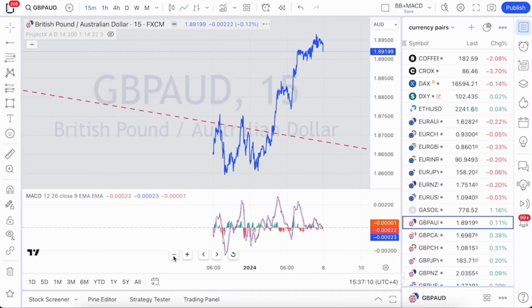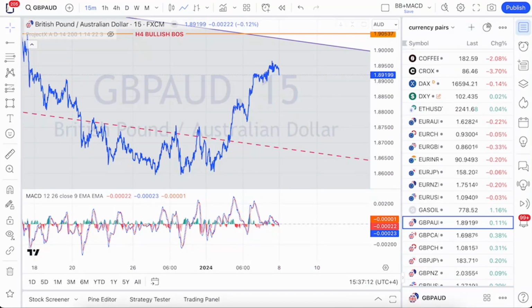So based on 15 minutes, only on 15 minutes, we can see bearish divergence, which means the buyers are exhausted now. They need some pullback and then continuation to the upside. So the plan is in the upcoming week, I'll be looking for buying opportunity only in Pound Aussie.